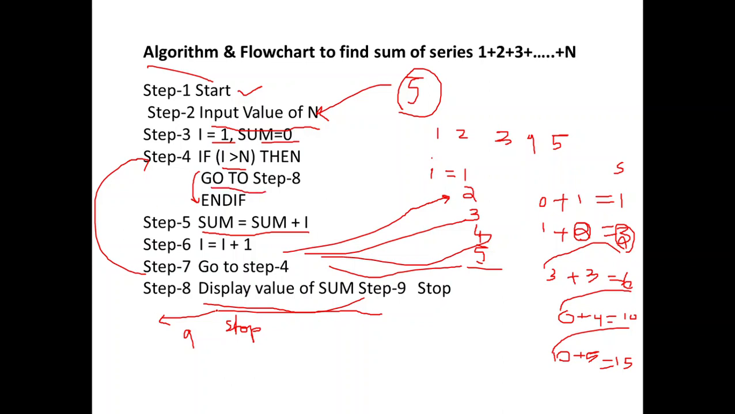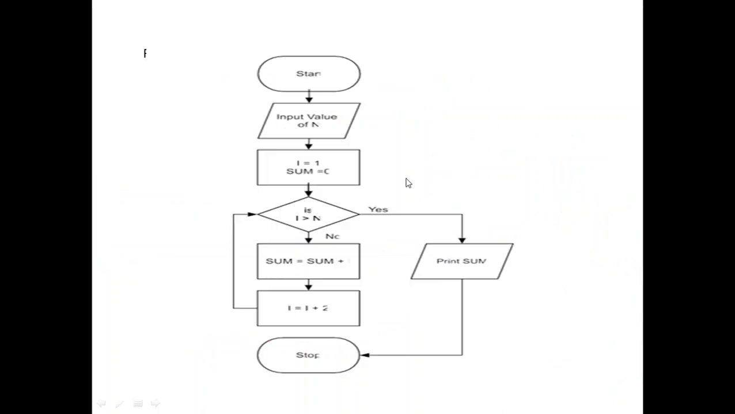And what is step 8? Display the value of sum. The sum value is displayed and the sum value is 15, so we get the value 15. And then what happens? Step 9, which is stop. That means our program is completed. So whatever limit we give here, until then I is incremented and the sum is counted. Okay, so this is the simple algorithm to find the sum of the series of first n natural numbers. And this is the flow chart.